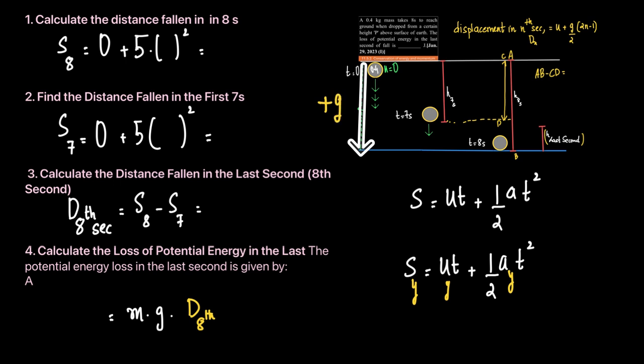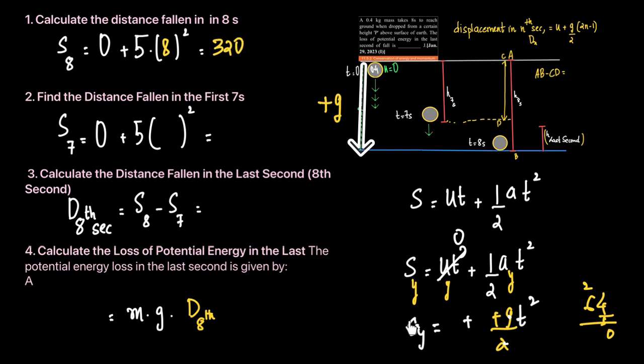Therefore, this equation can be reframed as Sy is equal to, since it is dropped from rest, 0 plus g by 2 into t square. So first we'll find S at 8. What is S at 8? S at 8 will be equal to g by 2, I'll write it as 10 by 2, which is 5, into t square, which is 8 square. 8 square is 64, and 64 into 5 is 320, right?